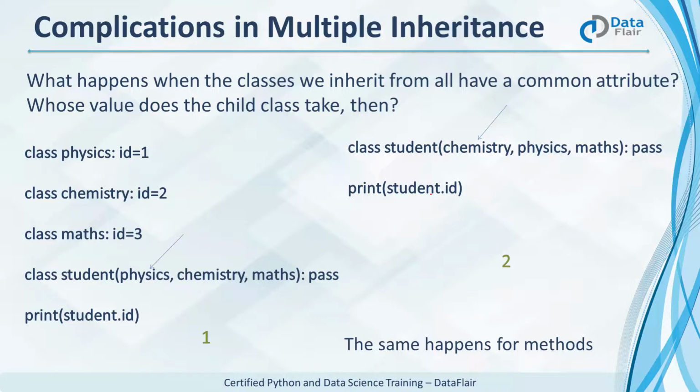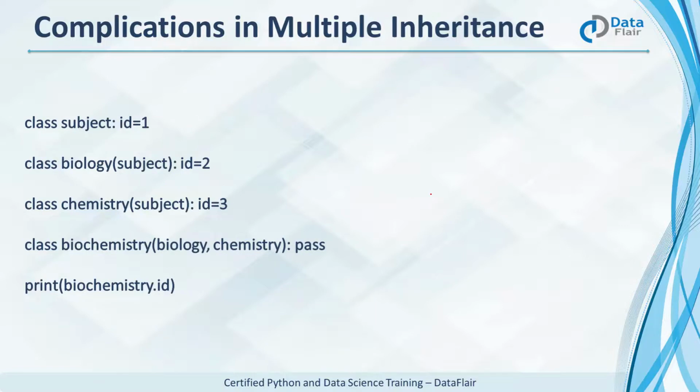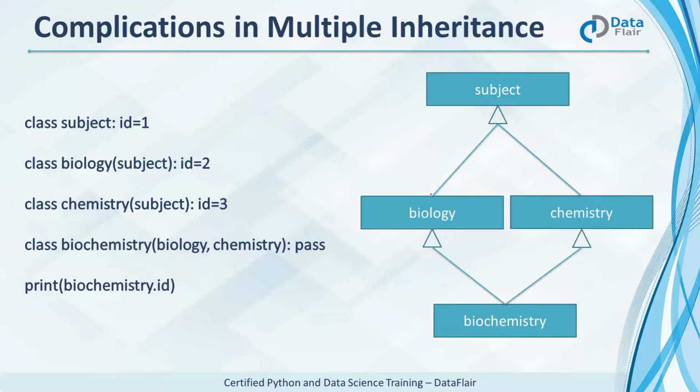Here ID is an attribute, but the same is true for methods as well. See this one, Subject has ID 1. Biology and Chemistry inherit from this and have IDs 2 and 3 respectively. Biochemistry inherits from Biology and Chemistry. What is the ID for the class Biochemistry? Okay, so this is what's happening. And the ID is 2 because of Biology.